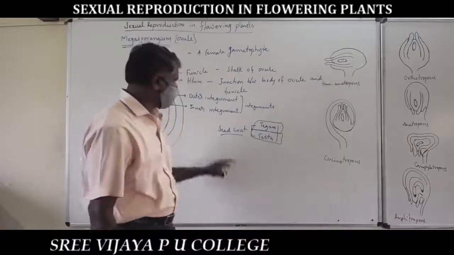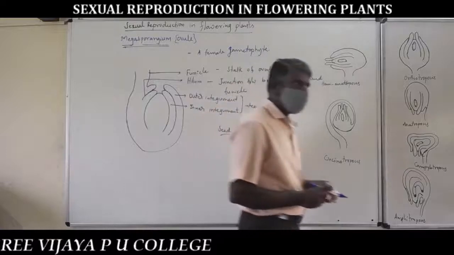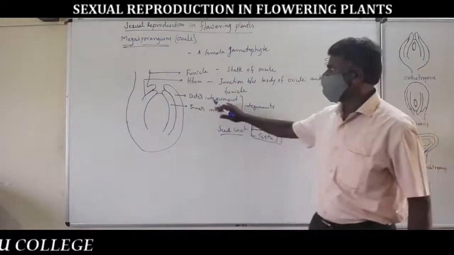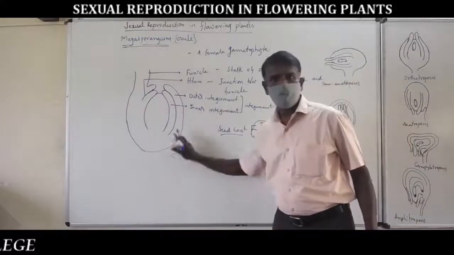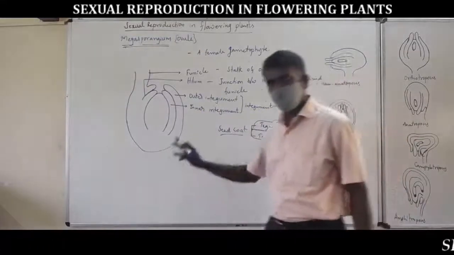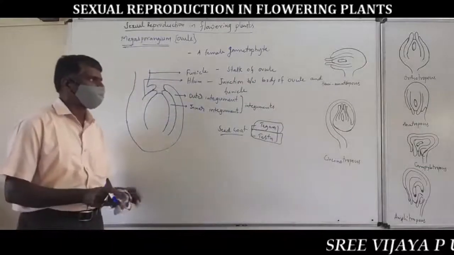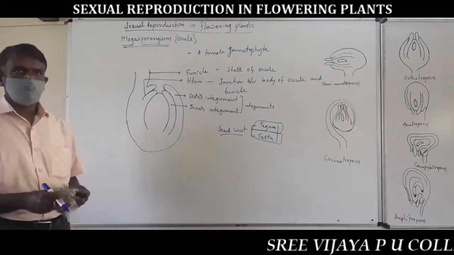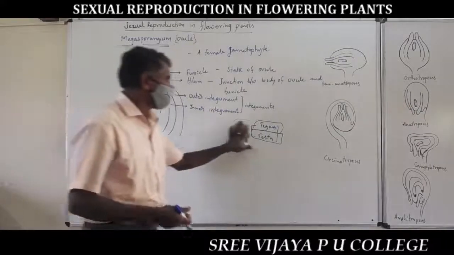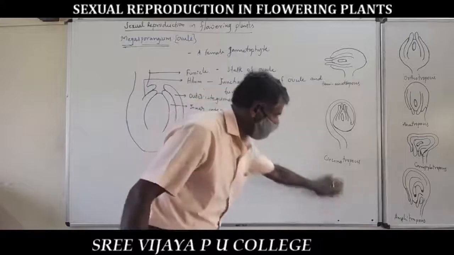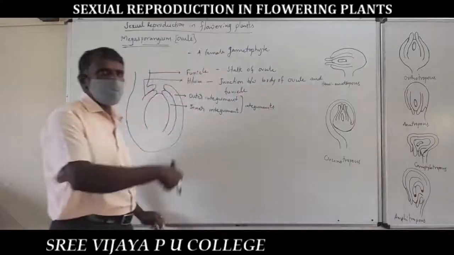So the two integuments which cover the ovule differentiate as it develops, forming the seed coat in the future development of that ovule. The ovule develops as a seed, and the seed consists of different parts.